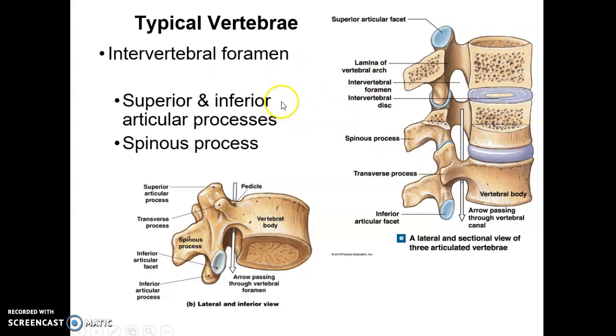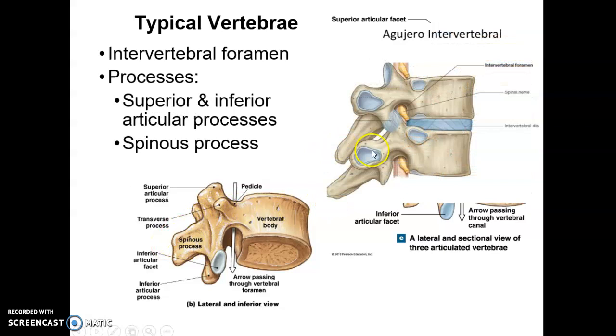And then another view of the superior and inferior articular processes. There's the superior articular process, which will articulate with the vertebra above. And there's the inferior articular process. There's two of them, just like there's two superior, that articulates with the vertebra below. And in blue, that's indicating where the hyaline cartilage would be covering the facets on the articular processes. And then the spinous process juts out posteriorly.